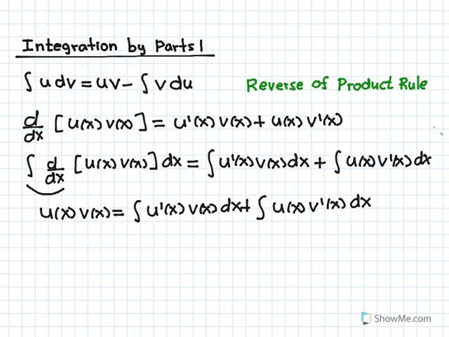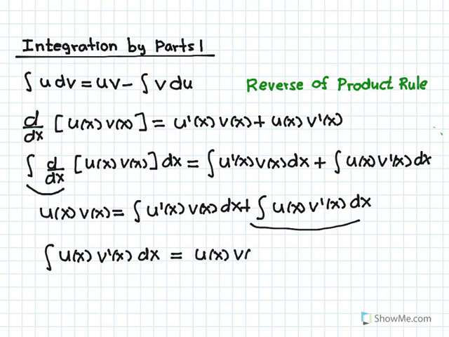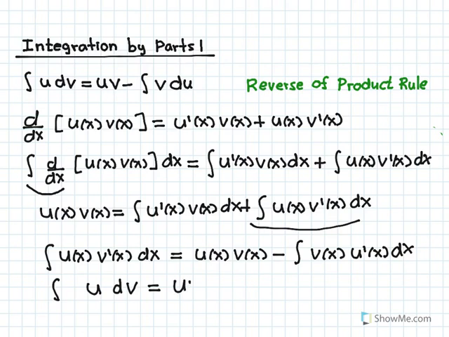Let's rearrange this expression so we can obtain the formula. So I'm going to solve for this term. Integral u of x, v prime of x, dx is equal to u of x times v of x minus integral v of x, u prime of x, dx. Now, if we suppress the variable x, what we really have is integral u dv is equal to uv minus integral v du.